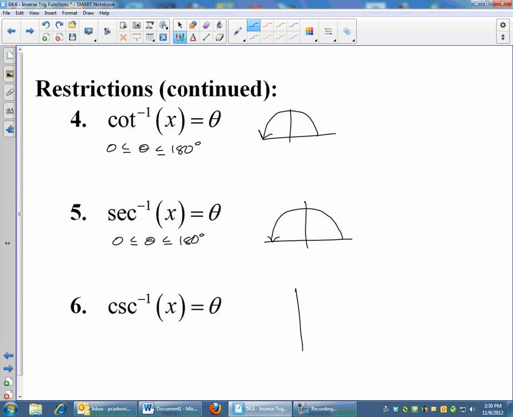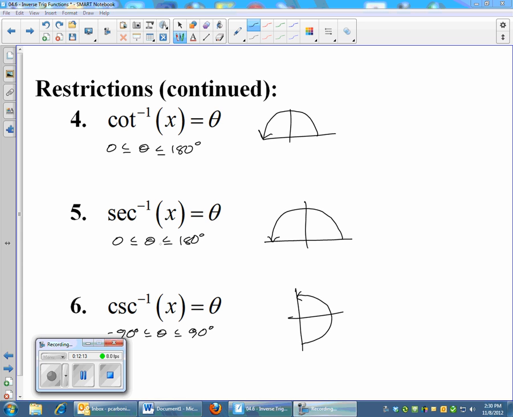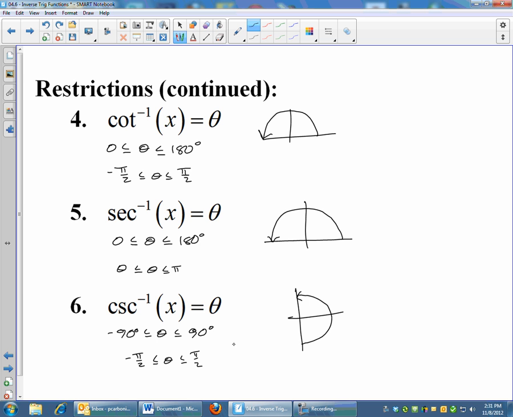And then cosecant is the reciprocal of sine, so we're going to use the right half of the circle for cosecant, which would be between negative pi over 2. You have to use those negative angles. Actually, I'm doing degrees here. Let's do negative 90 degrees and positive 90 degrees. I'm going to pause it and fill in the radians also. All right, so there are the restrictions for your 6 inverse trig functions, and we're going to use those restrictions to answer the rest of the questions I have here.